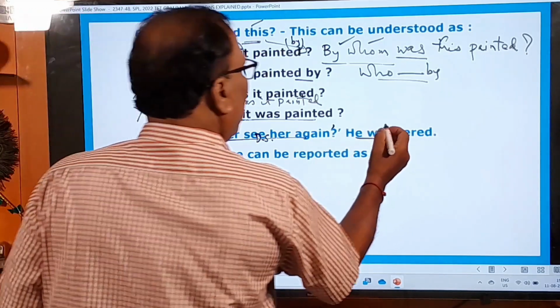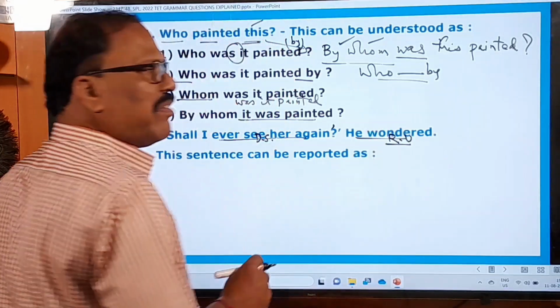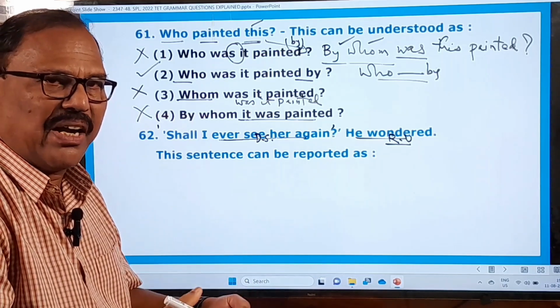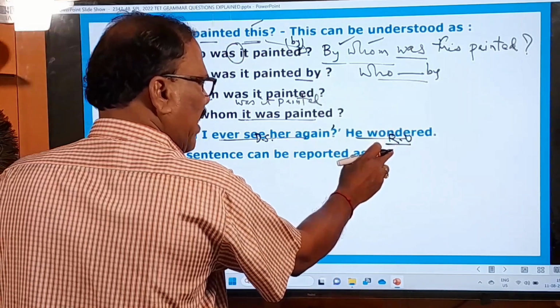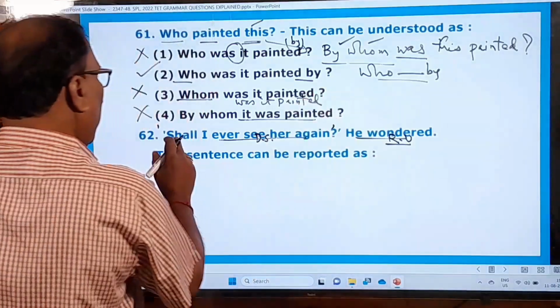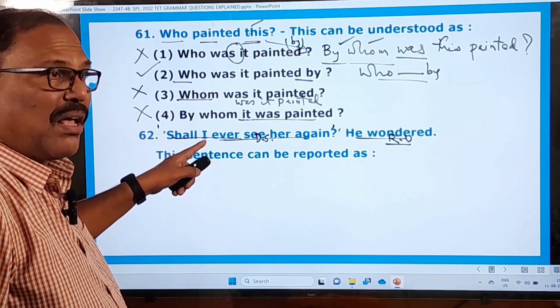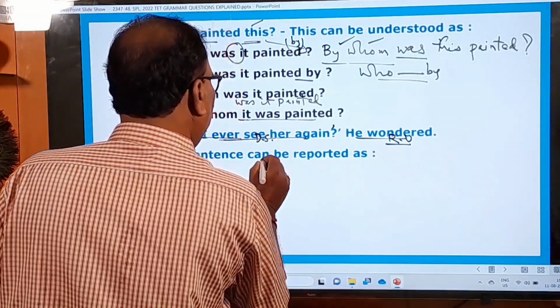Here, what is that? The reporting verb: wondered. Actually, the reporting verb will generally be said or told, asked, inquired, like that. But here it is wondered. No problem. Don't worry about the reporting verb. He wondered. And here, shall I ever see? So this is given in the simple future tense. And how to change it? Now here I will change it for your convenience.